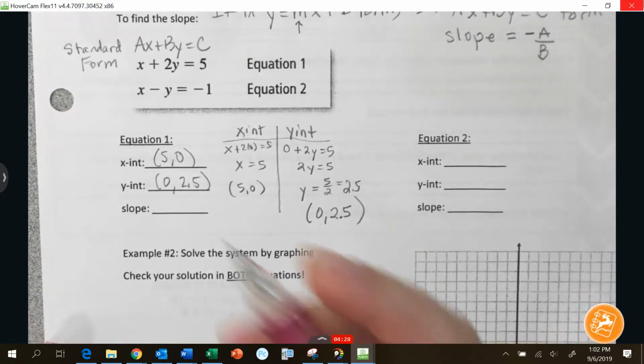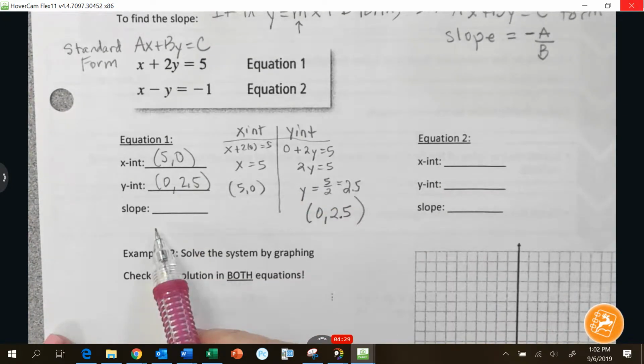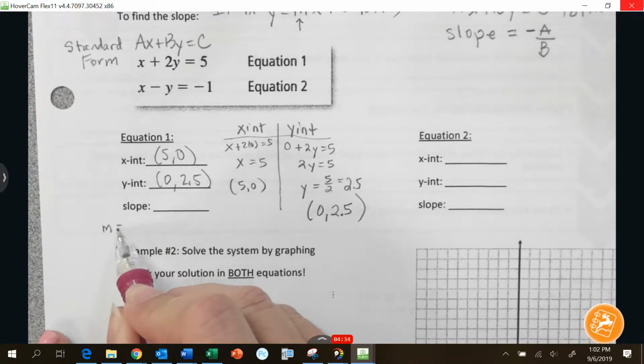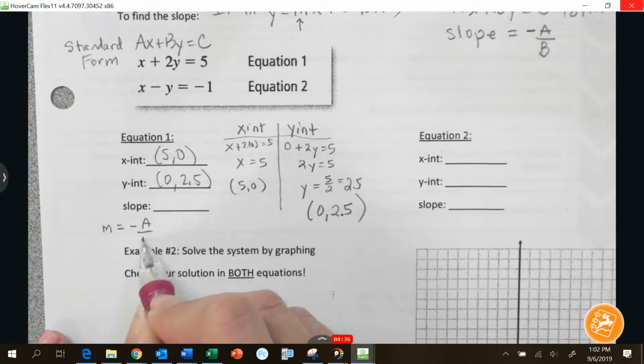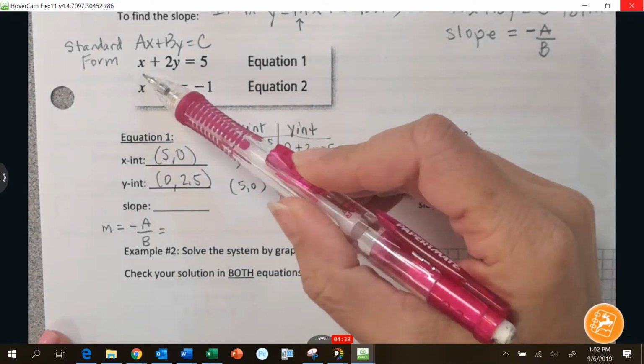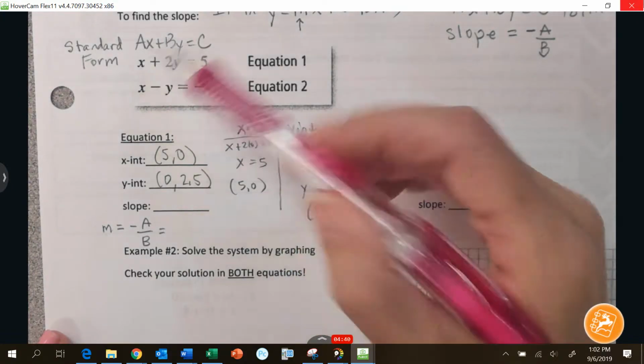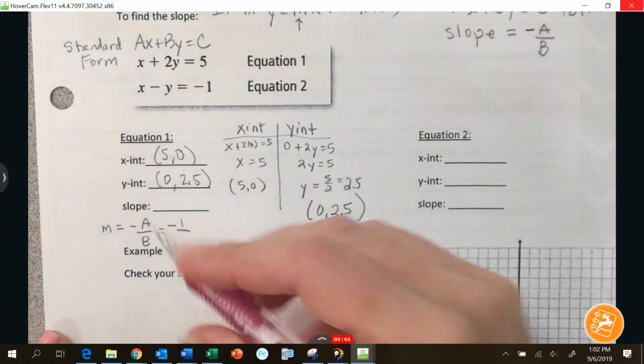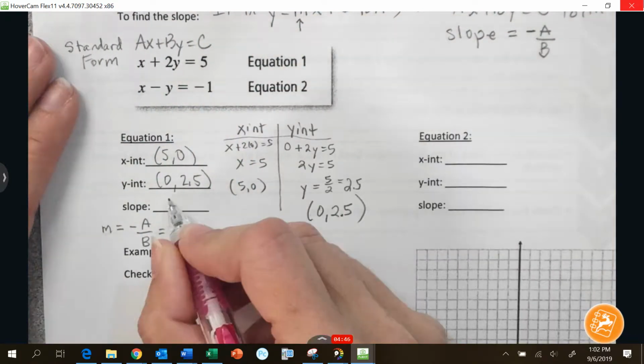Okay, to find the slope, since it is in the standard form, I'm going to use my new formula I just gave you that says do negative a over b. In this equation, a is what number? 1. So we do negative 1 over b is what number? 2. There's my slope, negative a half.